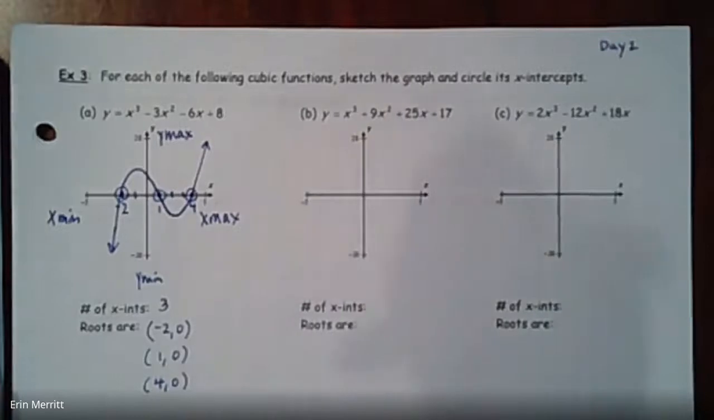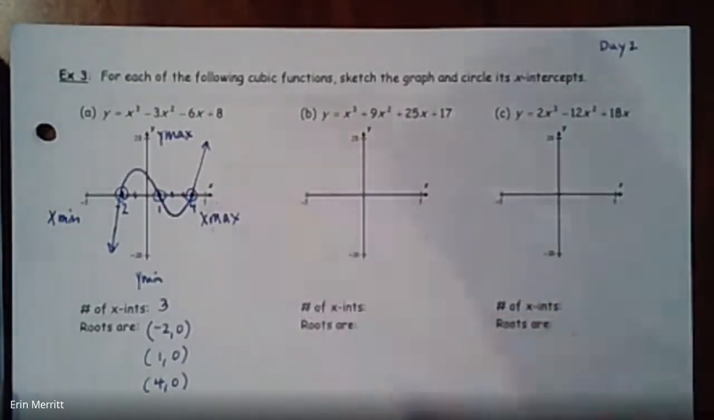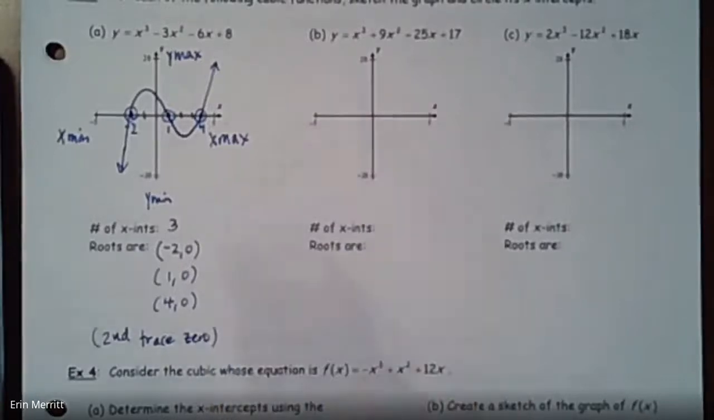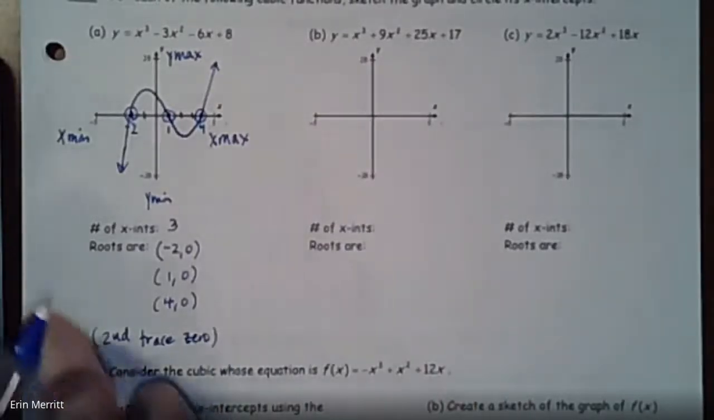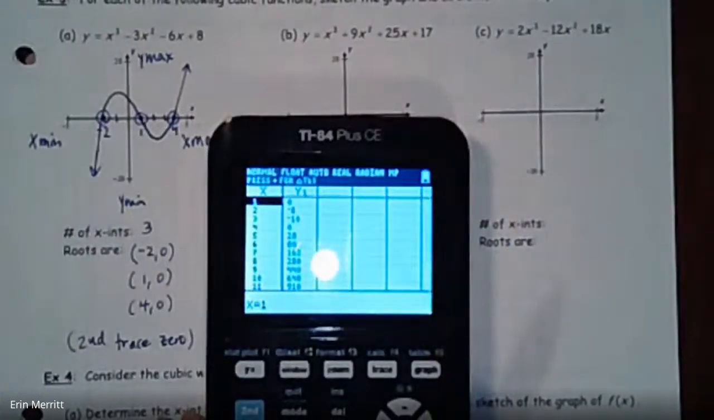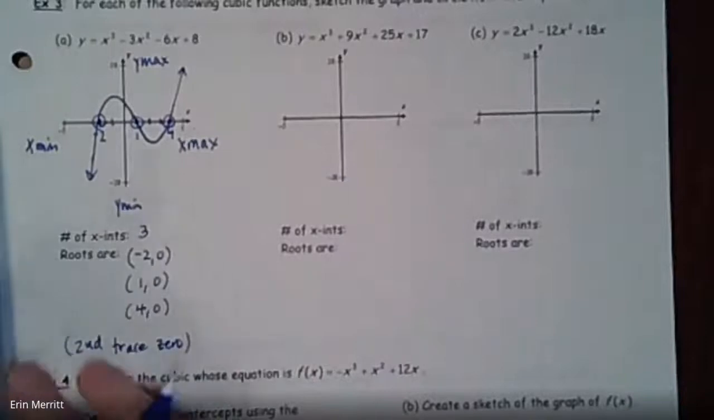Right? If we needed to and we couldn't tell, don't forget, you could do second trace, oops, I'm a little off the screen there, then 0, to be able to get those exact roots. Or in this case, because I think that they're pretty clean, I can go right to my table and confirm it there. But just little things to note. Otherwise, let's do the next one.